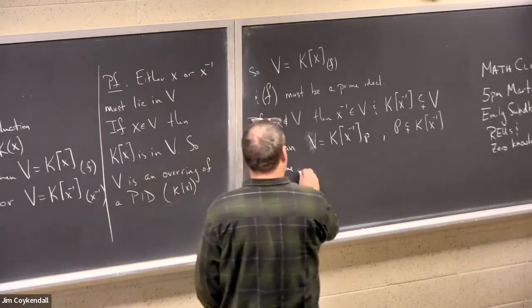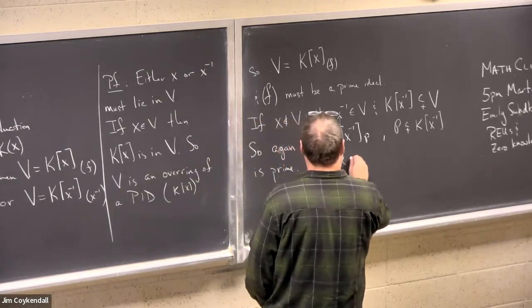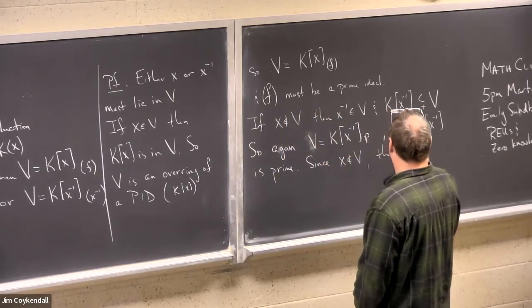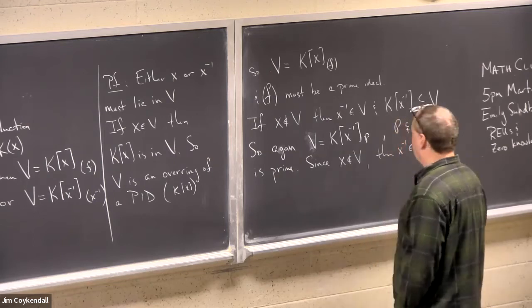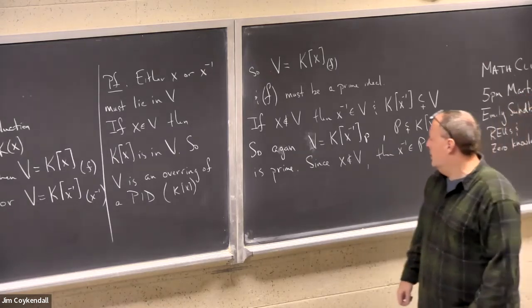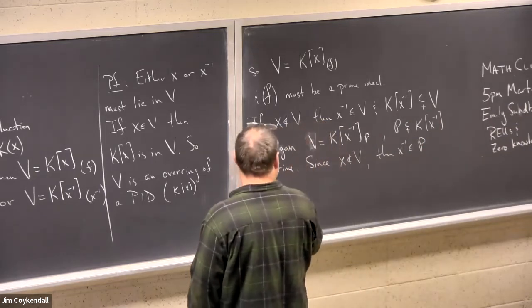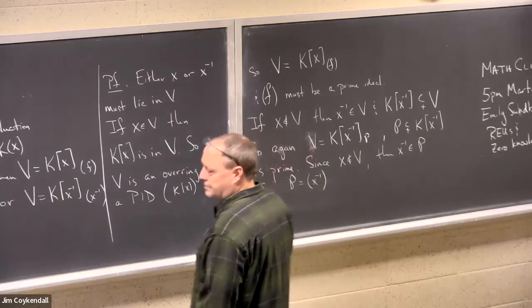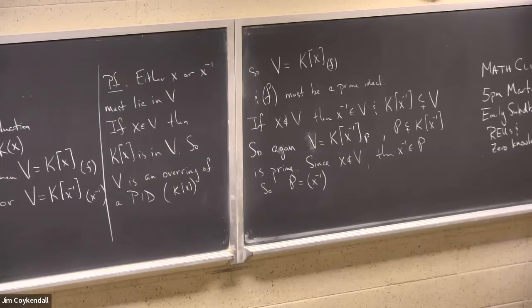Since X is not in V, then X inverse must be in this prime, right? Because if not, then it becomes a unit in here. And so since K[X inverse] is a PID and the prime X inverse is in that prime, then that must be the prime generator. So there you go. Okay. Any questions?